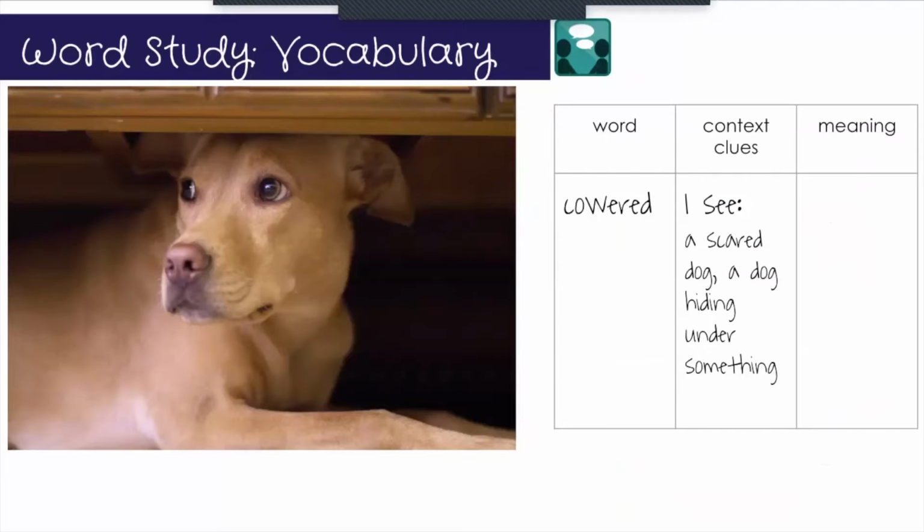On our word clue meaning chart, I'm going to write a number 1. I want you to write our first vocabulary word, cowered. Can you say cowered for me? Cowered is spelled C-O-W-E-R-E-D.